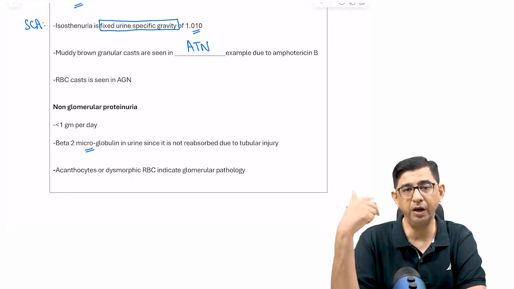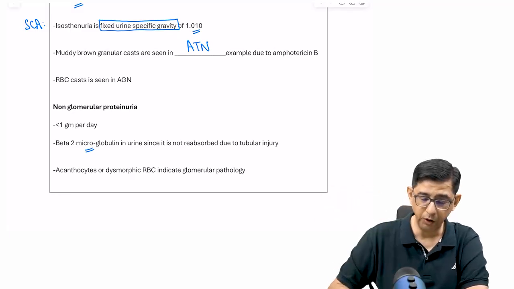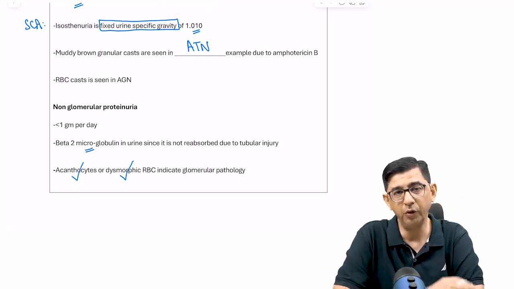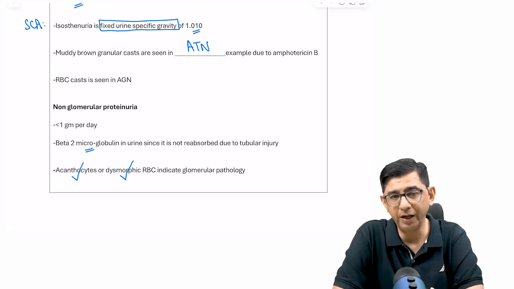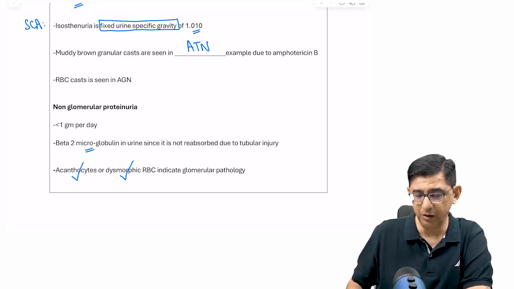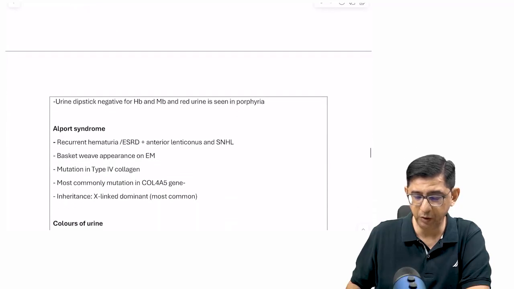It keeps on accumulating and cause dialysis dementia. Then you will read the term dysmorphic RBC, or you might read the word acanthocytes. If you ever read any of these two terminologies, acanthocytes or dysmorphic RBCs, they always indicate a glomerular pathology. These are a couple of one-liners which are to be remembered at the moment.